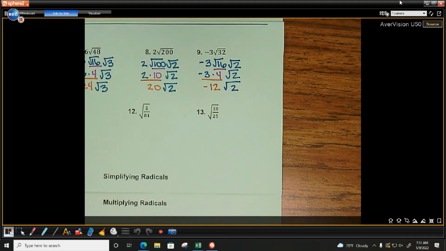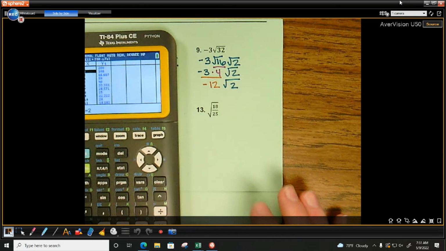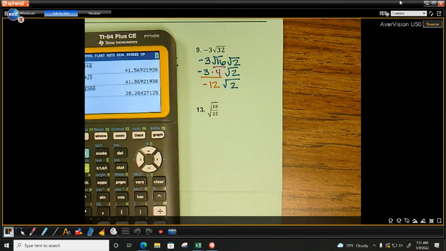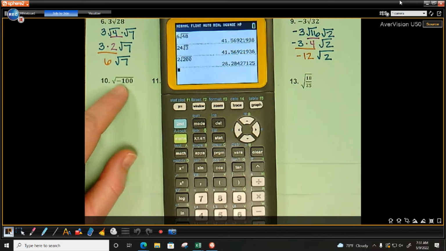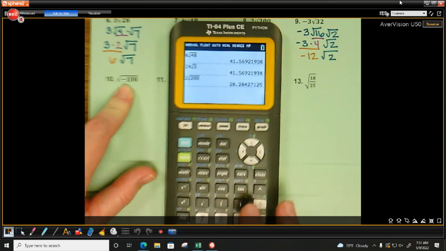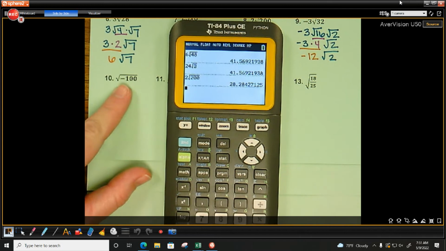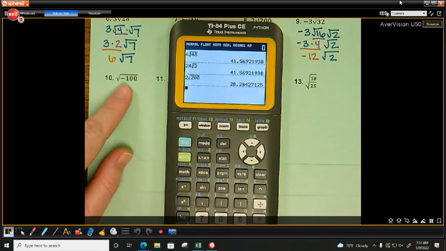Good? Okay, the next row is going to be slightly different. Go to your calculator. Again, first step is to always type it in your calculator. Trick here, guys: you have to type it in exactly as you see it.